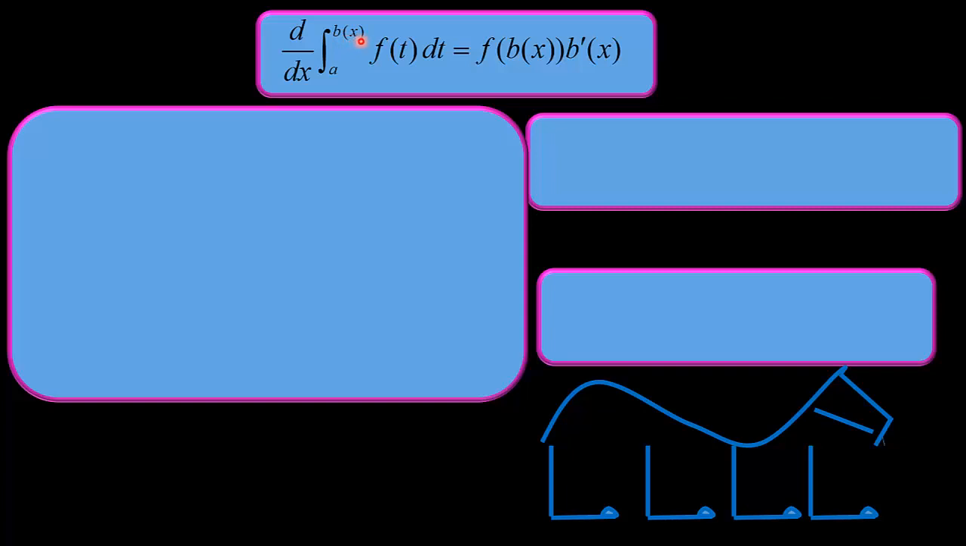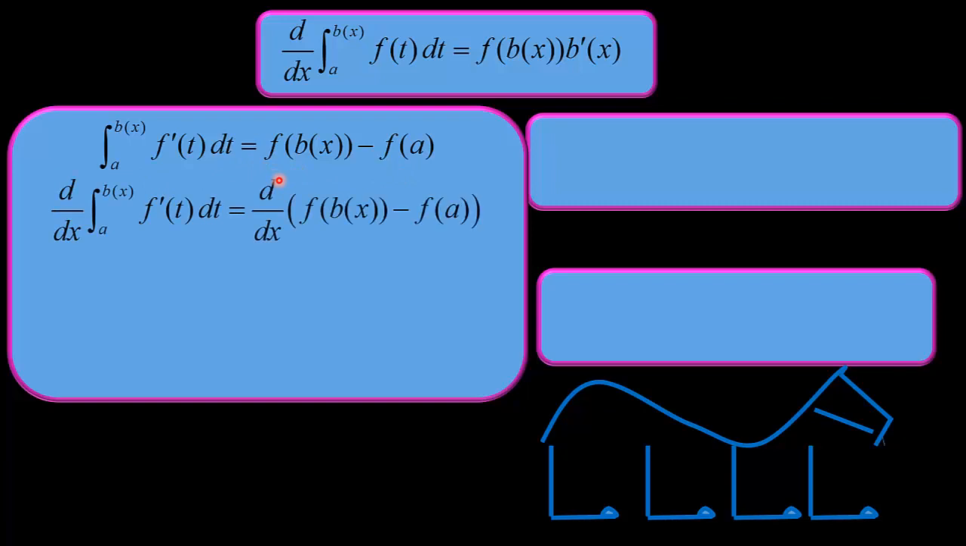Well, that is going to be f of, I still plug in like usual, only I've got to multiply by the derivative of b. See? So I'm just going to plug in b of x, and then I multiply by the derivative of b of x. Let's see how that works. Once again, we have the evaluation part of the fundamental theorem. Here it is. Now let's differentiate both sides.